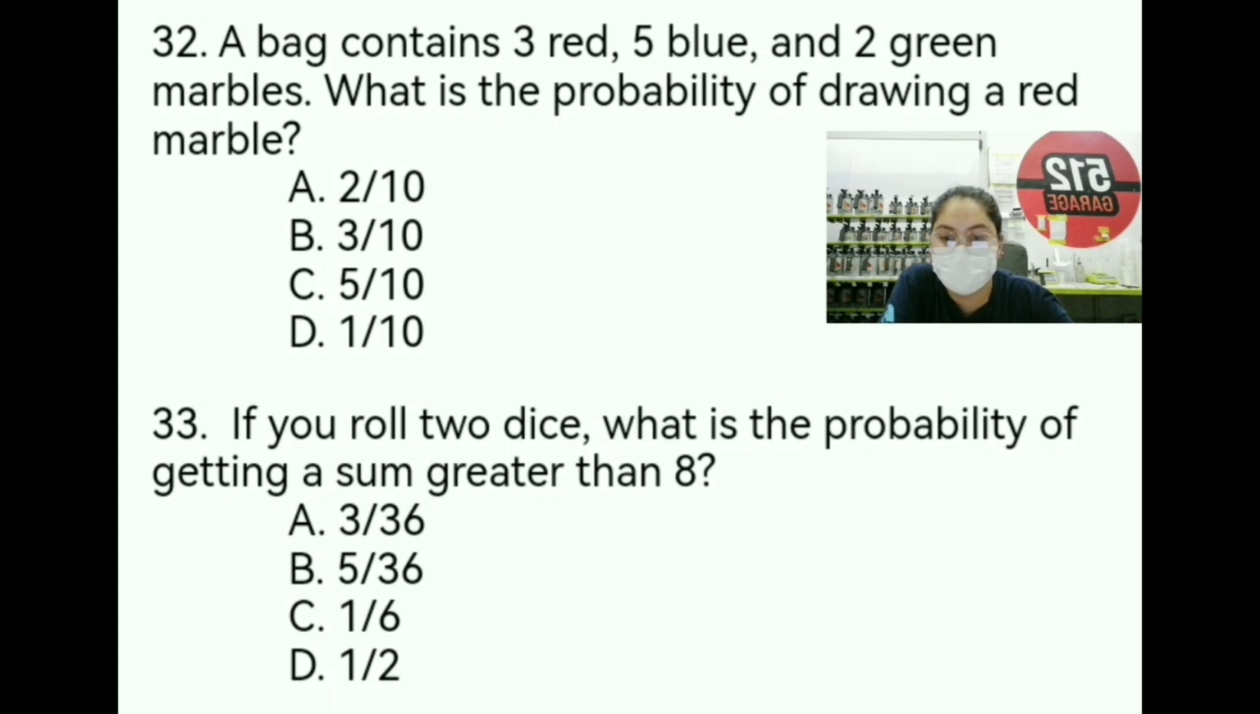Sum of 10, the possible rolls are 4 and 6, 5 and 5, and also 6 and 4. So total, 3 outcomes. Sum of 11, the possible rolls, 5 and 6, and then 6 and 5. So the total outcomes is 2. Sum of 12, the possible roll is only 6 and 6. So the total outcome is only 1. So total favorable outcomes, 4 plus 3 plus 2 plus 1 equals 10.